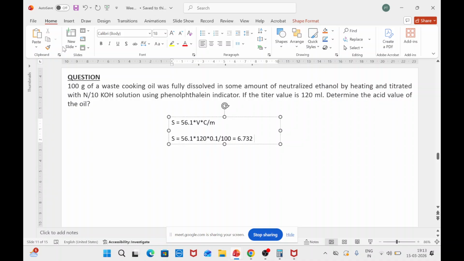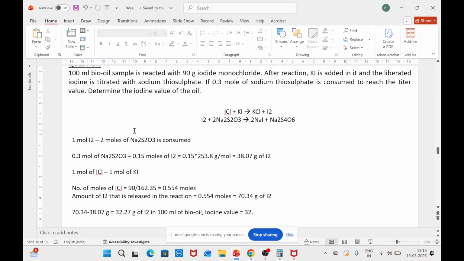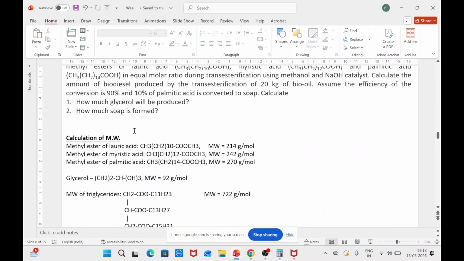So once you know the formula, then it's just about substitutions. Just be careful, N by 10 means 0.1 molar, 0.1 normal KOH. Any questions related to the three problems that we discussed today?